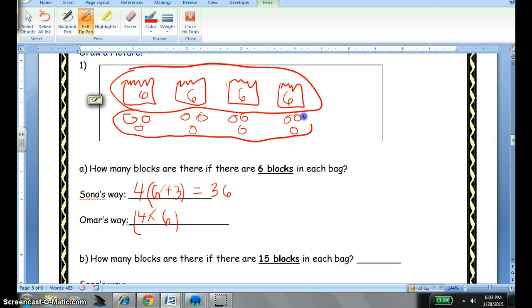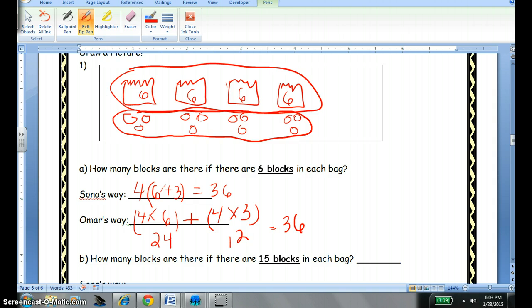He knows he has 4 sets of 3. So I'm going to put this over here, 4 sets of 3. And he knows if he totals those together, that'll give him the total number of blocks. Well, this is 24, this is 12, and we get 36 for each. So this is what I'm looking for in this number 1.